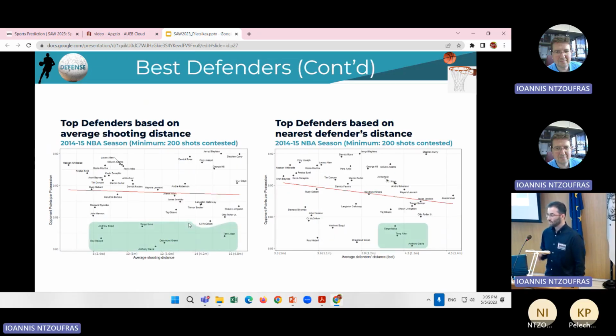We also observed that the length and agility of some players allowed them to quickly recover and contest shots from a greater distance. In the right plot, we see that from the players that could do this, the best ones were Tony Allen, Anthony Davis, and Serge Ibaka, which especially for the latter two, who are power forwards starting at 2.10 meters tall, is pretty impressive.